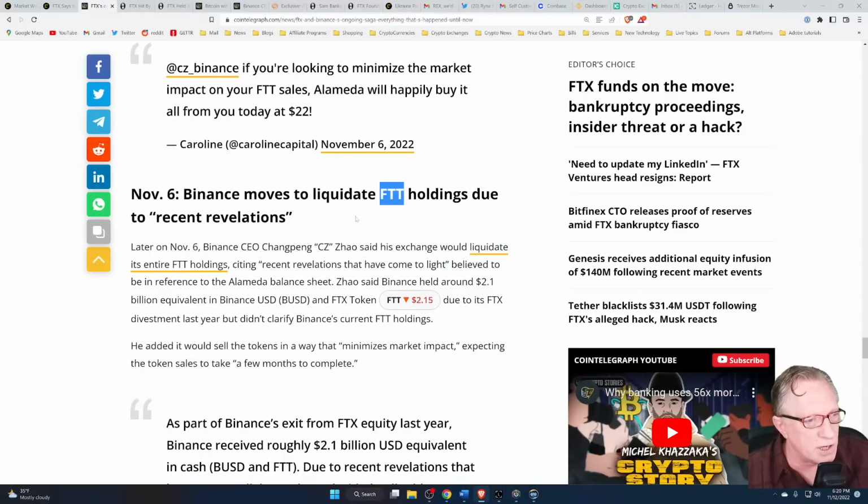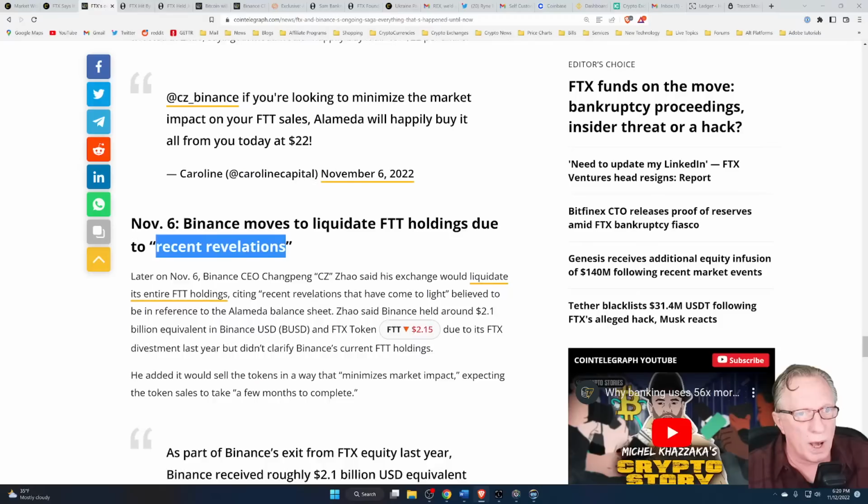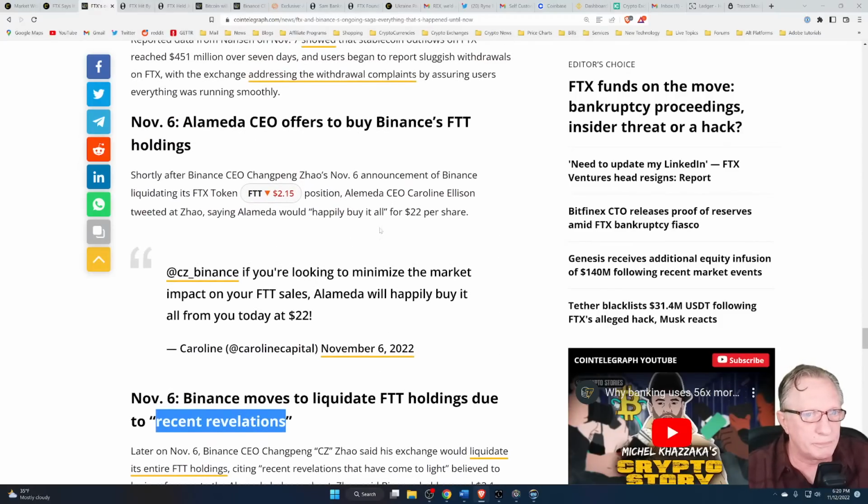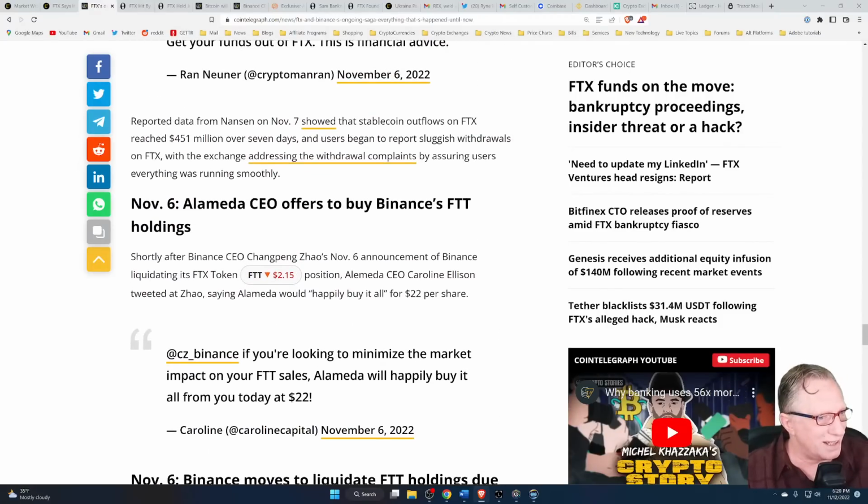FTT is the native token of the FTX exchange, right? Due to recent revelations. Well, and then Alameda offered to buy Binance's FTT holdings. So right away, FTT started acting suspicious, right? Oh, we'll buy your FTT holdings, right? We can handle that.